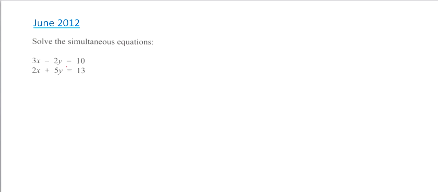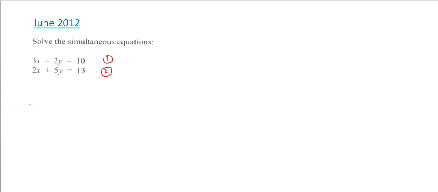Now this one is slightly tricky, right? Because we have 3x here, we have 2x here, we have minus 2y and 5y. So we can't just multiply one equation by a number, right? What we have to do, we have to manipulate both equations. So we're gonna call this equation 1, call this equation 2. Now I want you to pay attention to this solution in particular, because it could be kind of tricky.